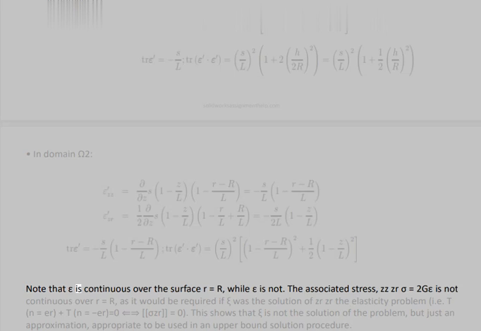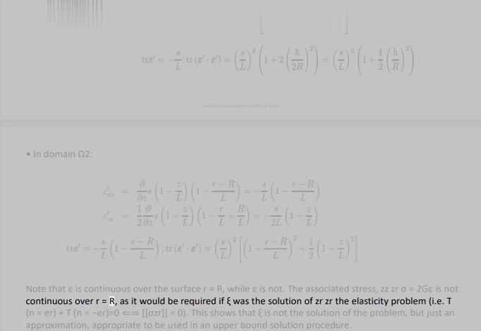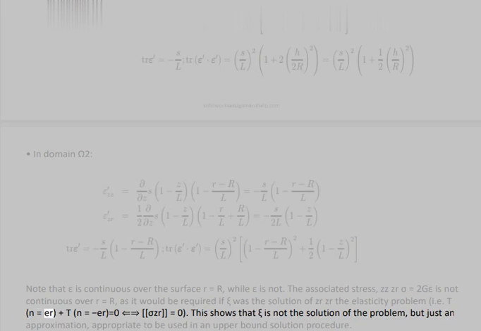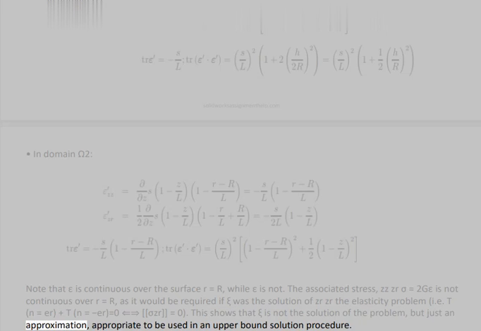In domain 2. Note that epsilon is continuous over the surface r equals R, while epsilon is not. The associated stress, sigma equals 2G epsilon, is not continuous over r equals R, as it would be required if psi was the solution of the elasticity problem, i.e. T, n equals R plus T, n equals minus R equals 0, sigma zr equals 0. This shows that psi is not the solution of the problem, but just an approximation, appropriate to be used in an upper bound solution procedure.